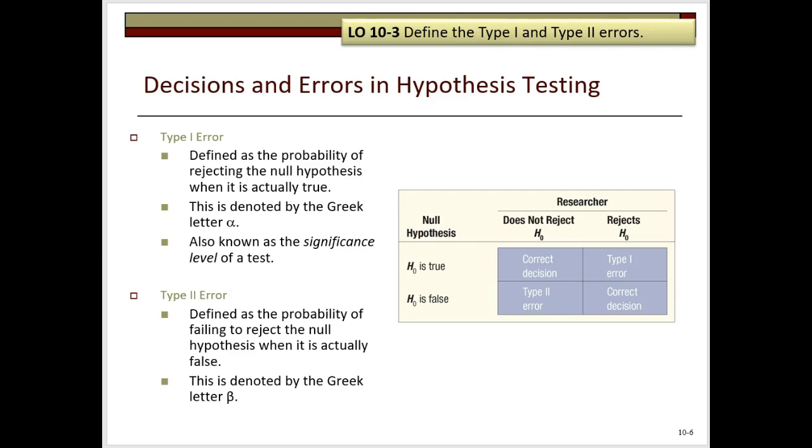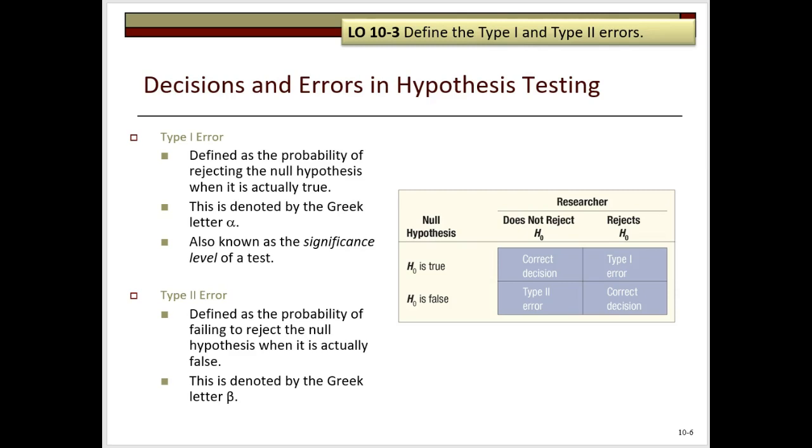Two, we conclude to reject a true null hypothesis. This is an incorrect conclusion. This is known as the type 1 or alpha error. And three, we do not reject a false null hypothesis. This is known as the type 2 or beta error.